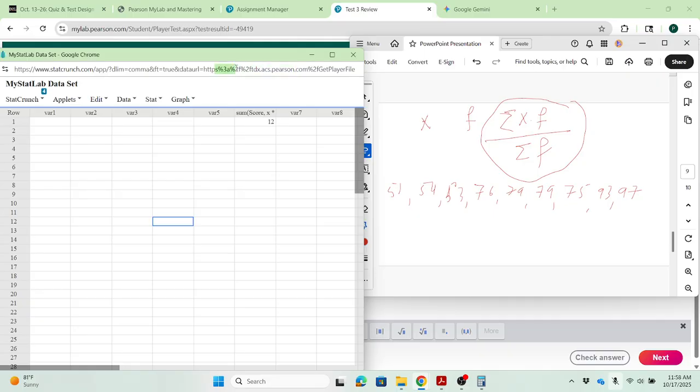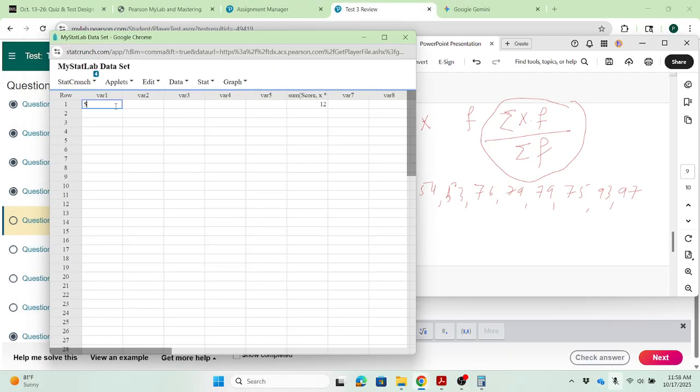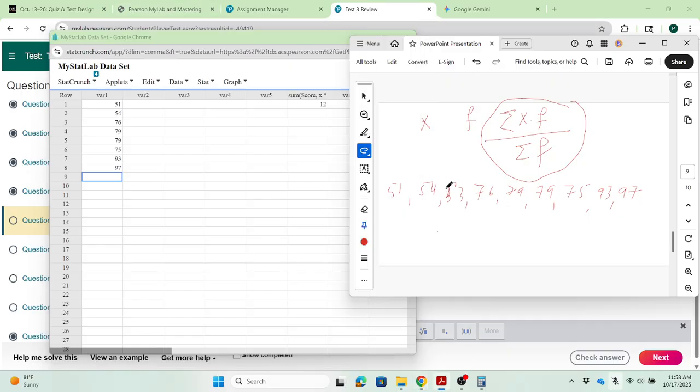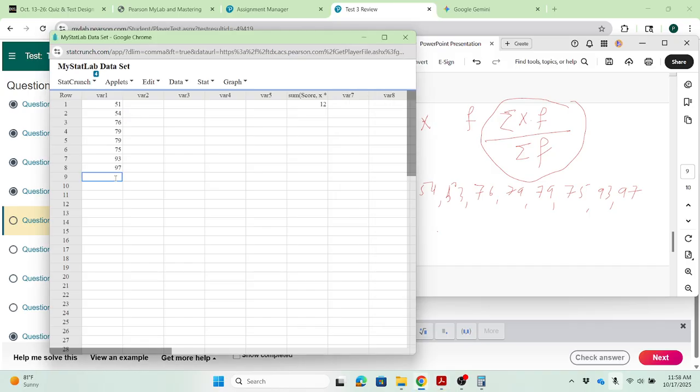Okay, so I'm going to type it, it's a 51, 54, 76, 79, 79, 75, 93, 97. So these are the data. How many? Did I miss something? 1, 2, 3, 4, 5, 6, 7, 8, 9. So did I miss something? 51, 54, 53. I missed 53. So I can sort this data by going here and clicking sort the table, and now it's sorted data.